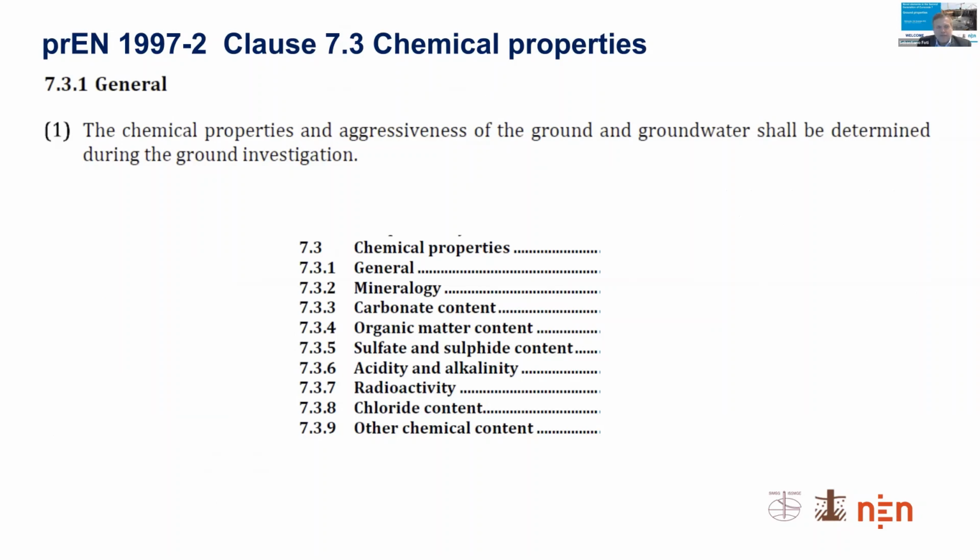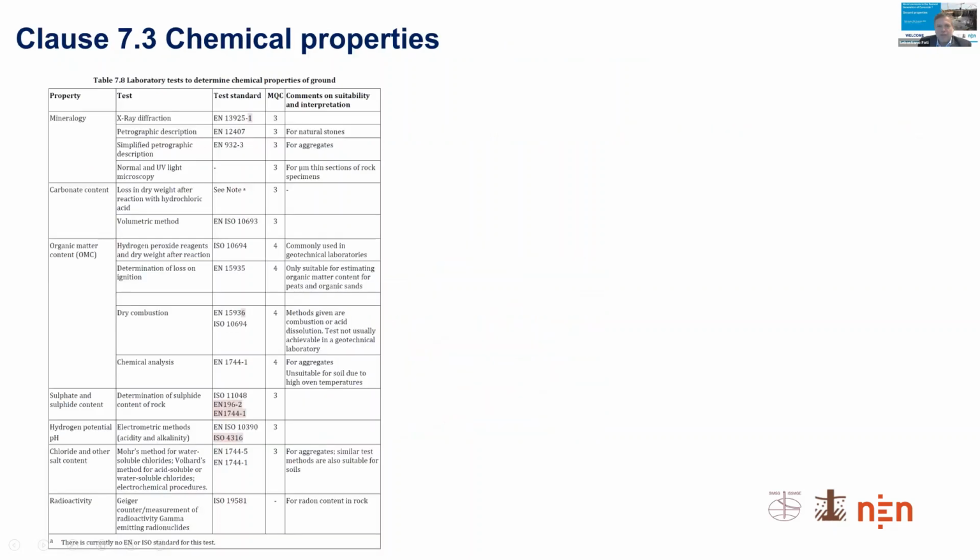Chemical properties sometimes are understated in our projects, but it is always very important to understand the possible interaction that we have and the possible consequences of construction of our work. So from this point of view, here you can find again the list of the chemical properties to be determined and the laboratory tests that we can use for the determination of each one of these.